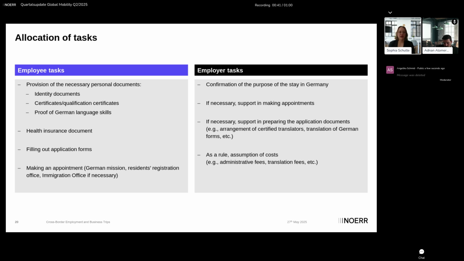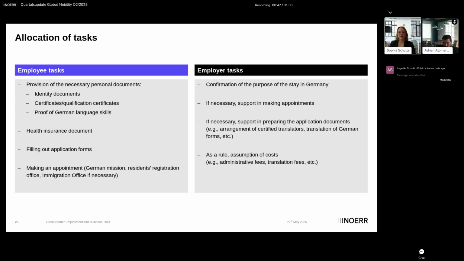are considered tasks of the employee, of course, and the employer's tasks are often only supporting tasks, like if a confirmation of the purpose of the stay is needed, like an invitation letter for the business trip, or if, for example, the employee is supposed to do some further training in Germany, some company training, the provision of a training plan and all that is necessary for this needs to be provided by the employer. Also, of course, supporting with making appointments and with preparation of the application documents. Often some of the documents are only available in German, so maybe some translation needs to be done for the foreign employee. This is something the employer can help with.